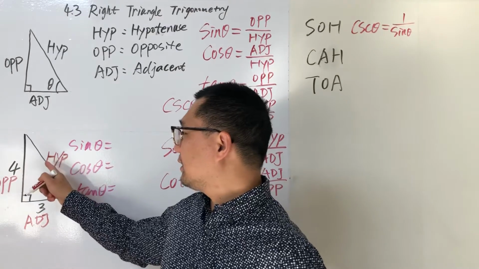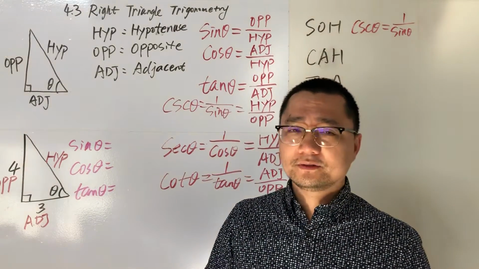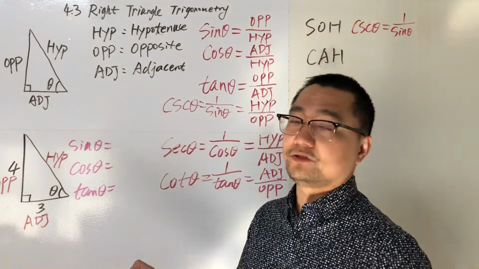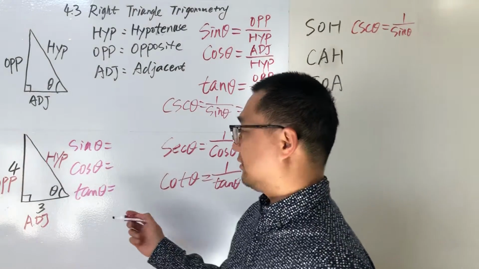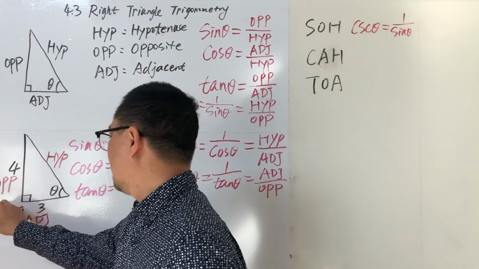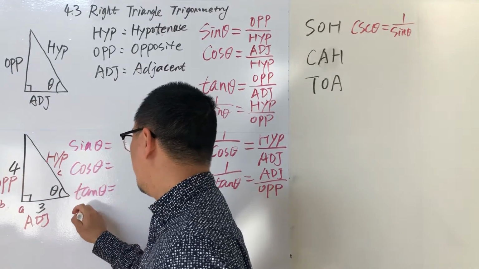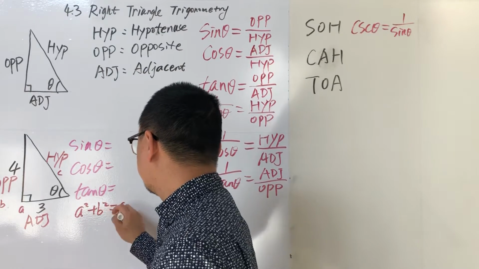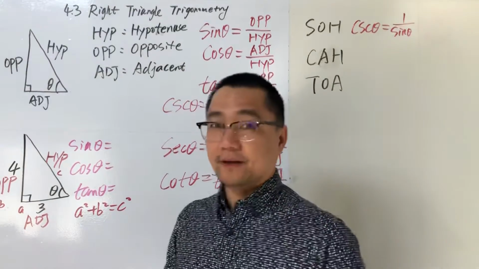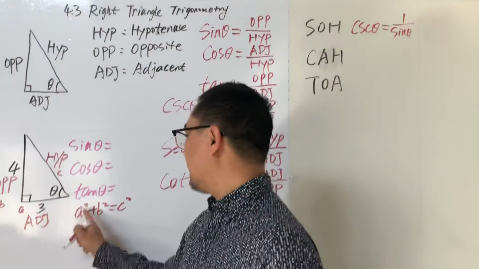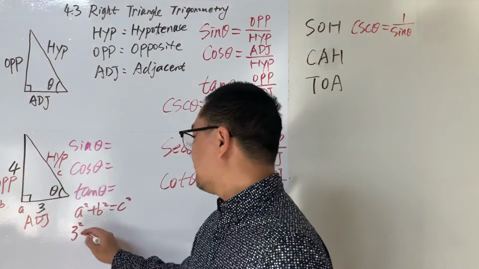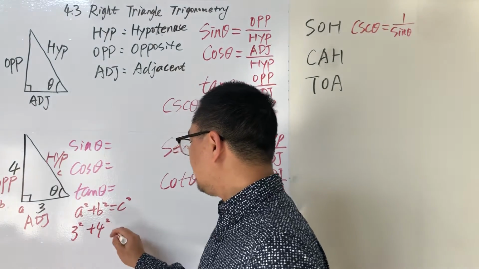The hypotenuse, we don't know what the hypotenuse is. So because this is a right triangle, you can use the Pythagorean theorem. Do you remember what the Pythagorean theorem is? If this is a right triangle, this is A, this is B, this is C, that means A squared plus B squared is C squared, right? That is the Pythagorean theorem. So now we know A is 3, and we're looking for C. We don't know the hypotenuse. B is 4. So what is C?